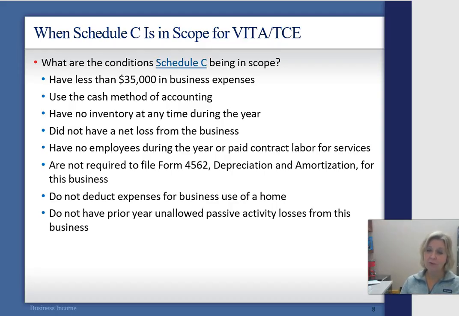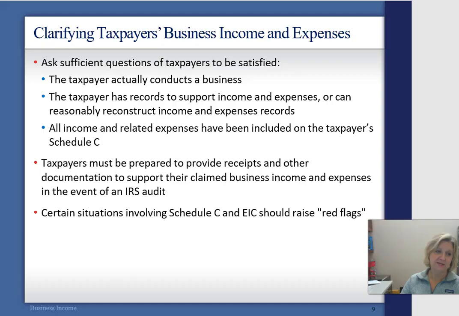Taxpayer cannot have any employees during the year, and they can't have paid for contract labor services. They can't have depreciation or amortization for their business, no deduction for business use of home, and they cannot have prior year unallowed passive activity losses from the business.